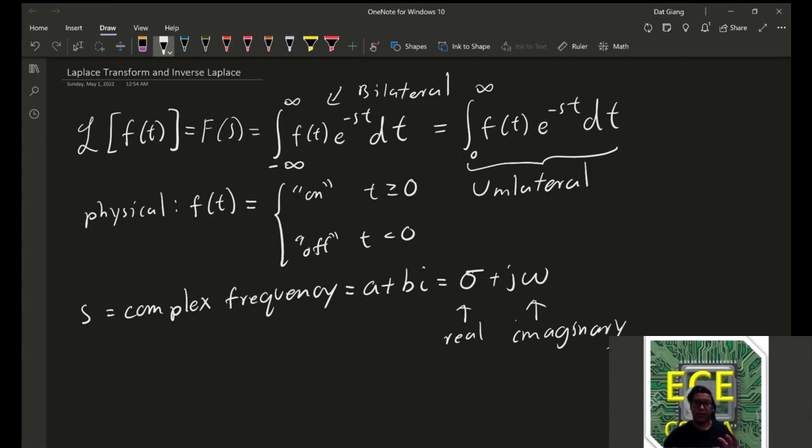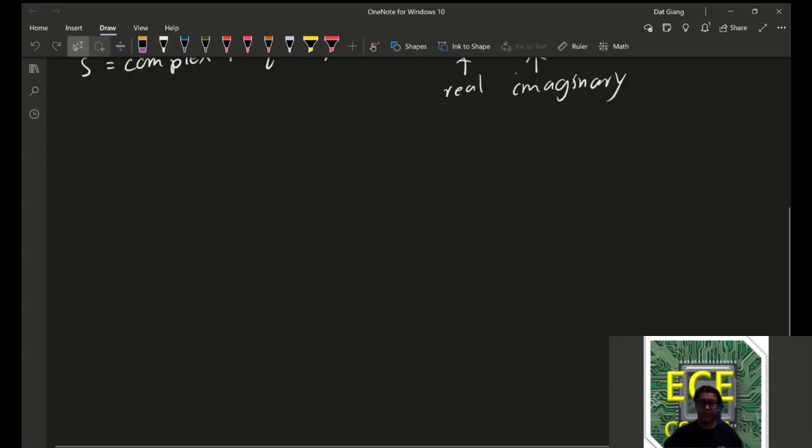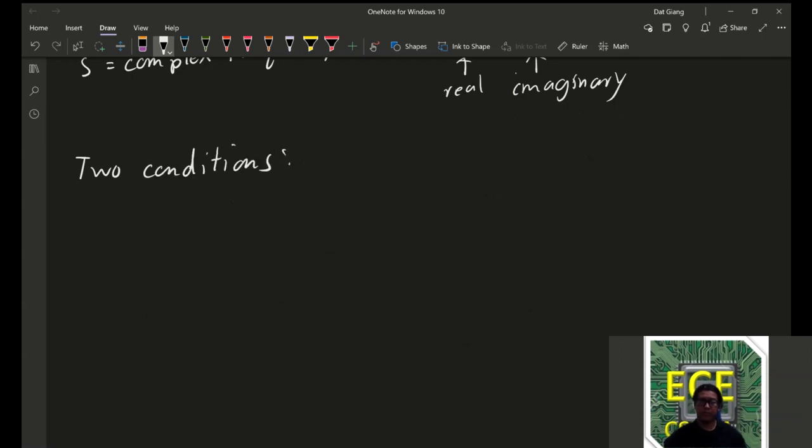Now notice a few things. It's an integral, so when we're using an integral, we're asking for the area under the curve. And there are a few things that make the Laplace transform, at least the unilateral Laplace transform, converge. Two conditions. One, f of t must be of exponential order.